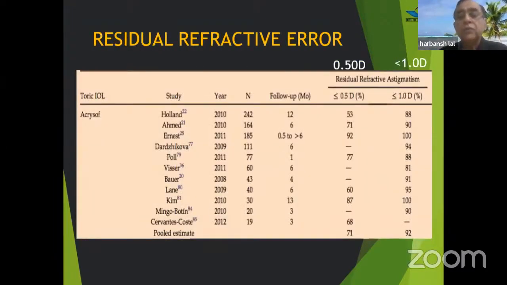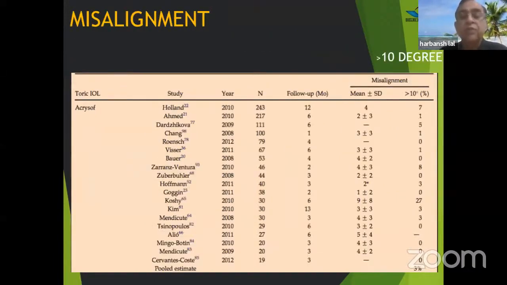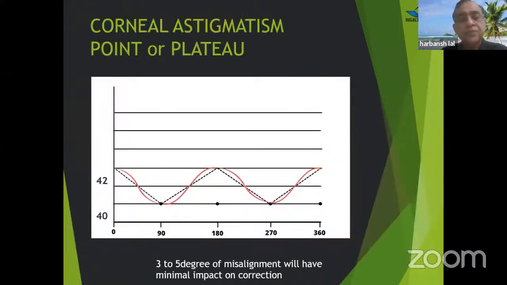And to tell you that these IOLs actually work, if you see the residual refractive error, more than 60 to 70% of the patients will have less than 0.5, and below 1, 80 to 90% of the patients in all these studies will have below 1 diopter of astigmatism. Same is the misalignment. Misalignment usually is 2 to 3 or 4 degrees, and only 2 to 3% of patients will have beyond 10 degrees of misalignment, which will be significant.